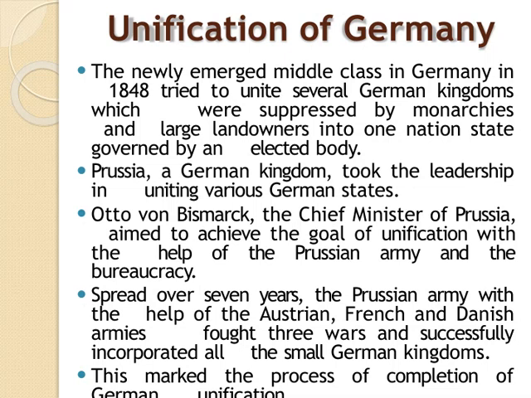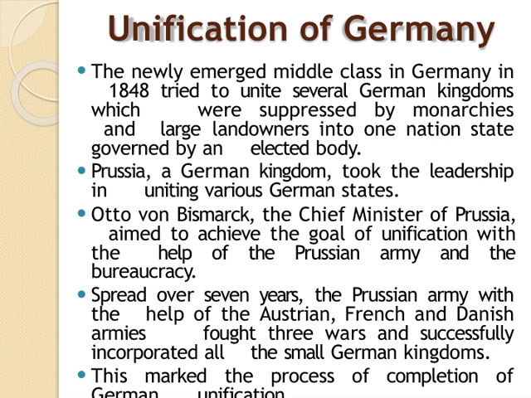So let's talk about the unification of Germany. In 1848, a new middle class emerged in Germany, and they aimed to unite several German kingdoms. These kingdoms were often controlled by monarchies and large landowners, which made unification challenging. Their goal was to create one nation-state governed by an elected body, moving away from absolute rule.